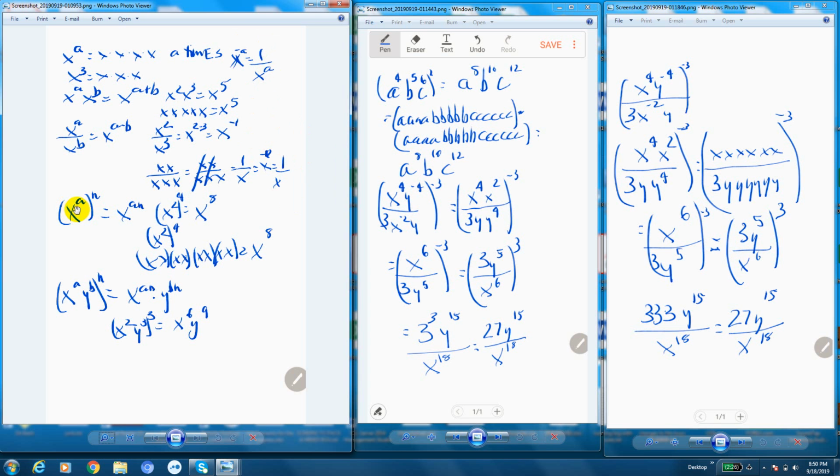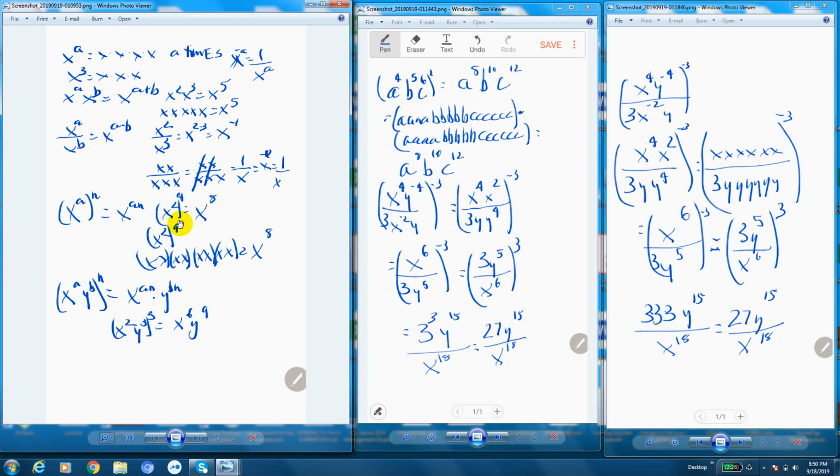Okay, x to the a to the n power is actually x to the a times n power. So let's look at an example. X squared to the fourth power. So you have two exponents here. X squared to the fourth power is x to the eighth. Okay, so let's look at this.